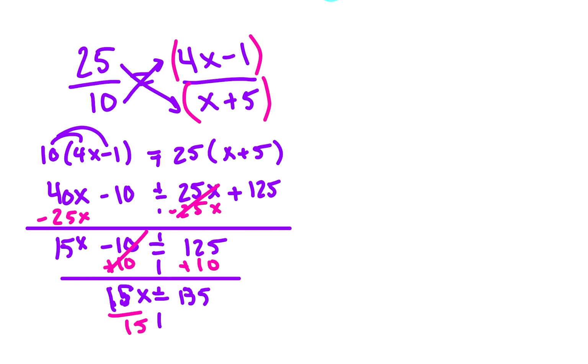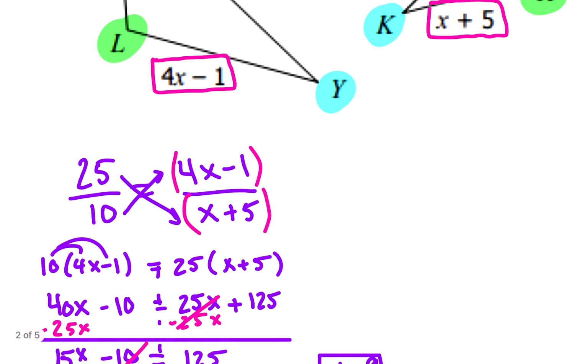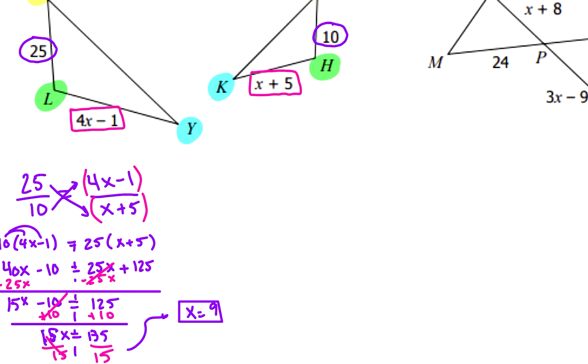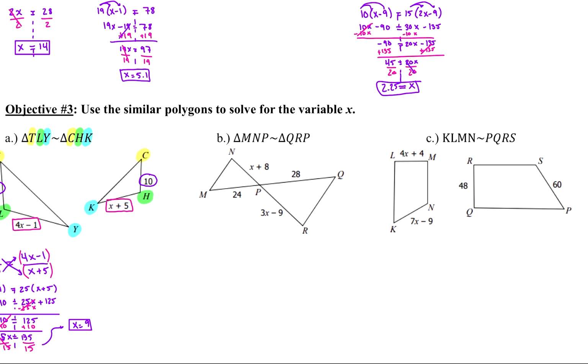All right, we got one more step here. Divide both sides by 15. And when I do that, we get x equals 135 divided by 15 is 9. So x equals 9 in this case. Let's double check. Did the question say to find what x was? It did. It says solve for the variable x. So I've got that x equals 9.